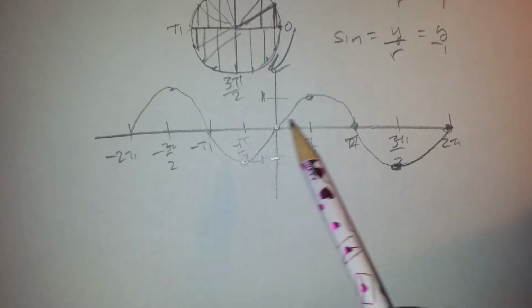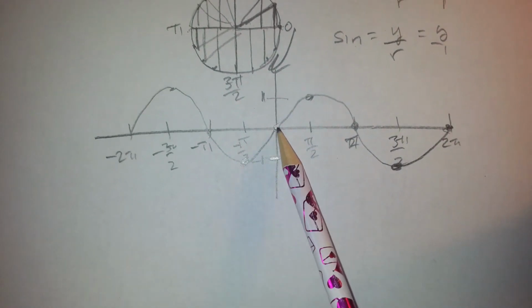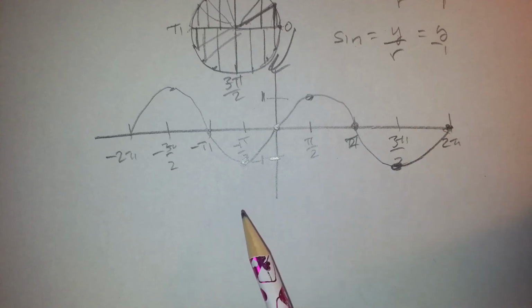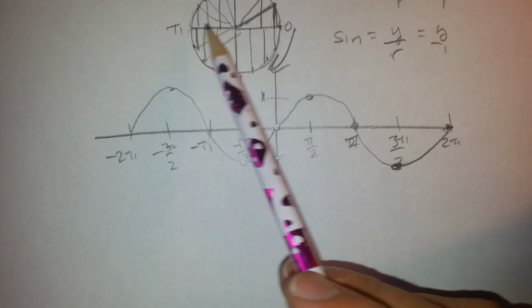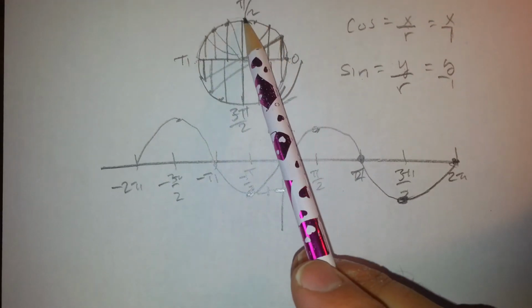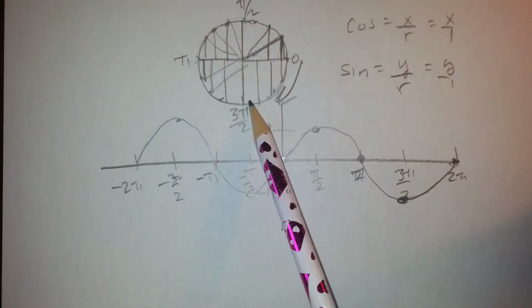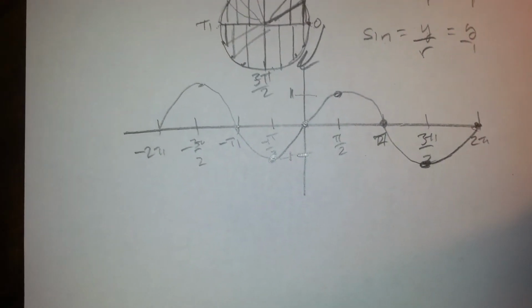So anyway, here's your sine curve. Notice where it's 0, and notice it's 1 and negative 1 at pi halves. So sine is 0, 1, 0, negative 1. Now let's do our cosine.